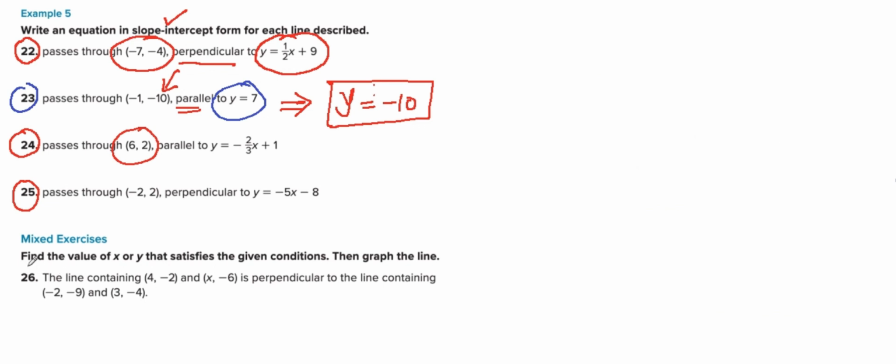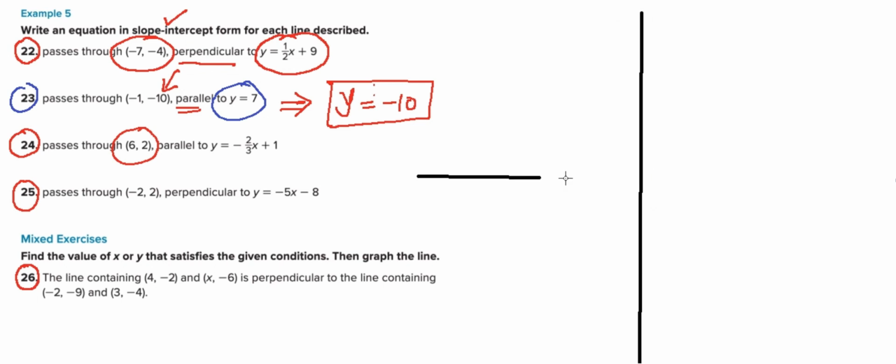Now 26. In 26 they are saying: find the value of x and y that satisfy the given condition, then graph the line. The line containing (4, -2) and (x, -6) is perpendicular. Let us suppose I'll draw the graph also. Where are these points? Let us suppose this is my y-axis, this is the x-axis. Where will (4, -2) be? Let us suppose this is 1, 2, 3 and 4, and minus 2 down. So my first point (4, -2) is here.